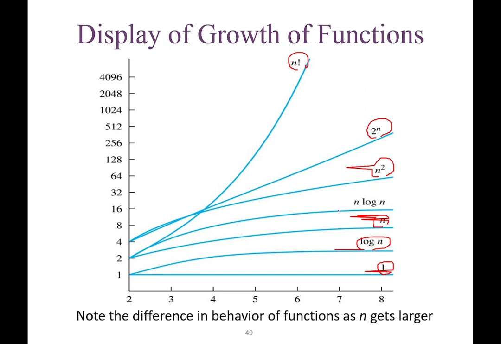Then we can consider n times log n. This will be easy, right? Because once we know log n is less than n, we can multiply both sides by n. So n times log n is less than n times n, which is n squared. So n log n grows slower than n squared.